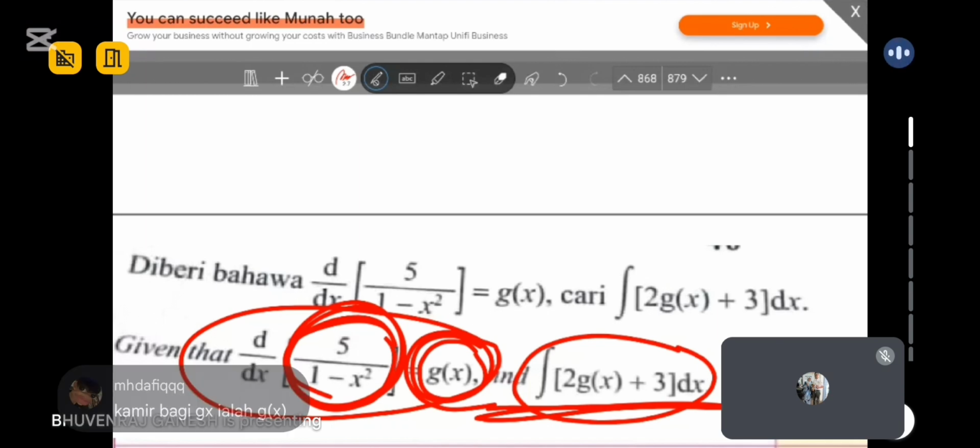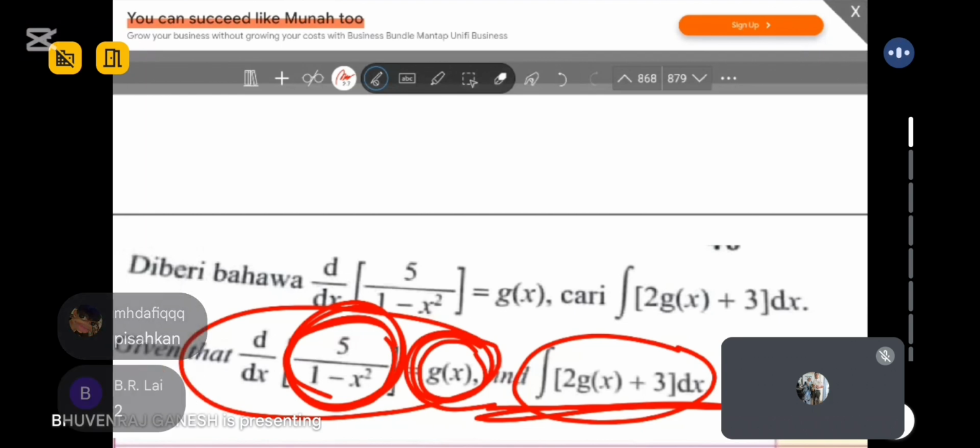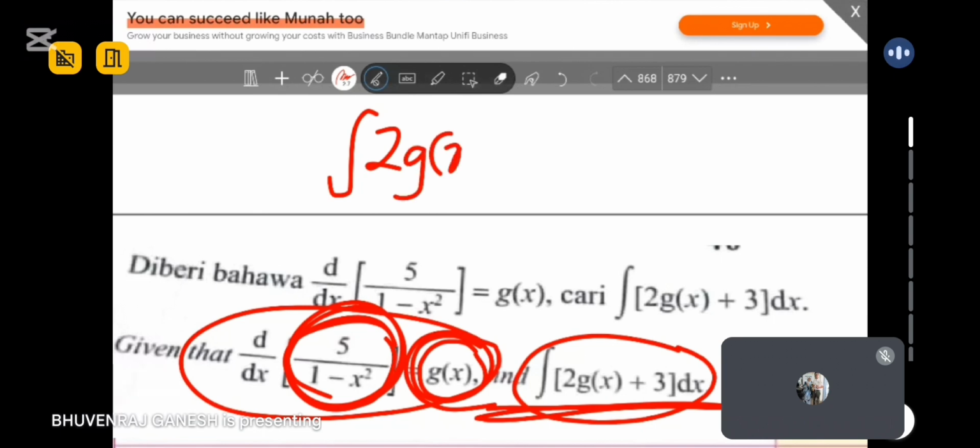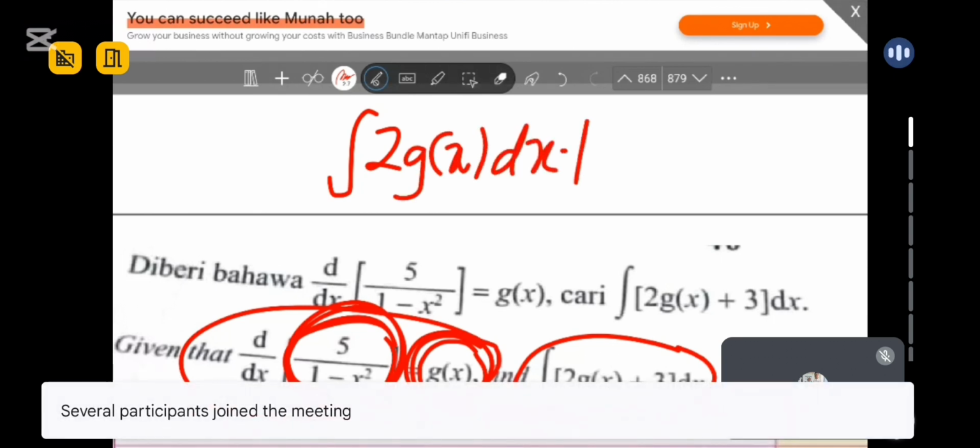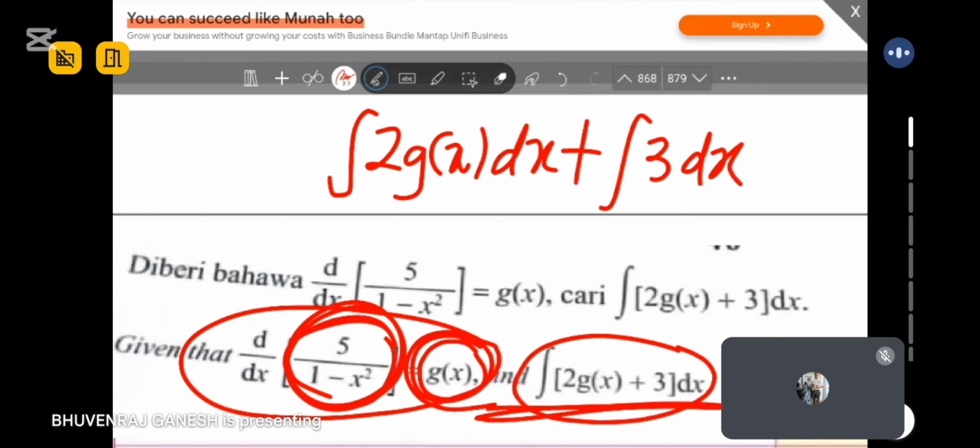Okay, start slowly. Step by step, guys. So first step, kamu akan buat apa? Yes, pisahkan, guys. You separate. Or in other words, you expand. You can expand something like this. Plus, integrate 3 dx. Okay, so now, gx. Gx kamu akan ganti dengan apa, guys? What will you substitute your gx with? May I know? Kamu ganti gx dengan apa, guys?